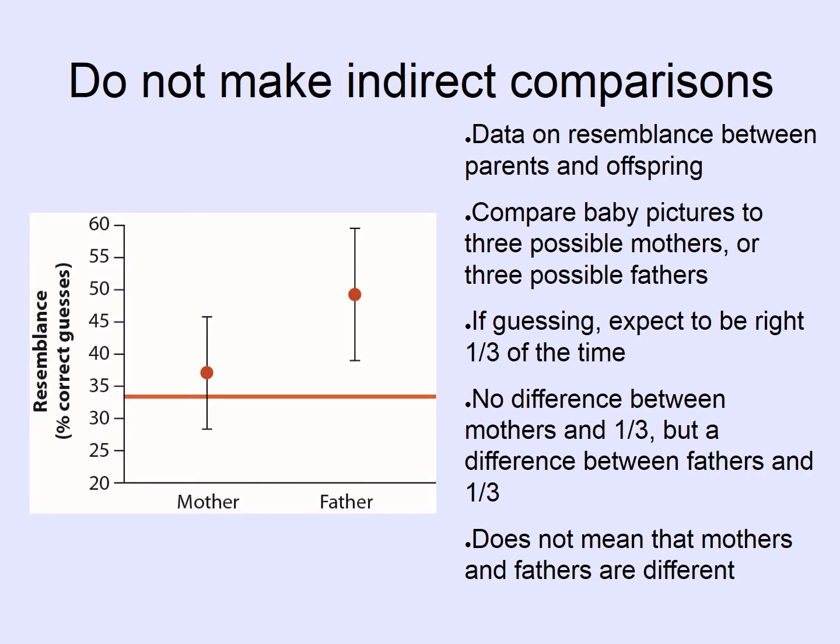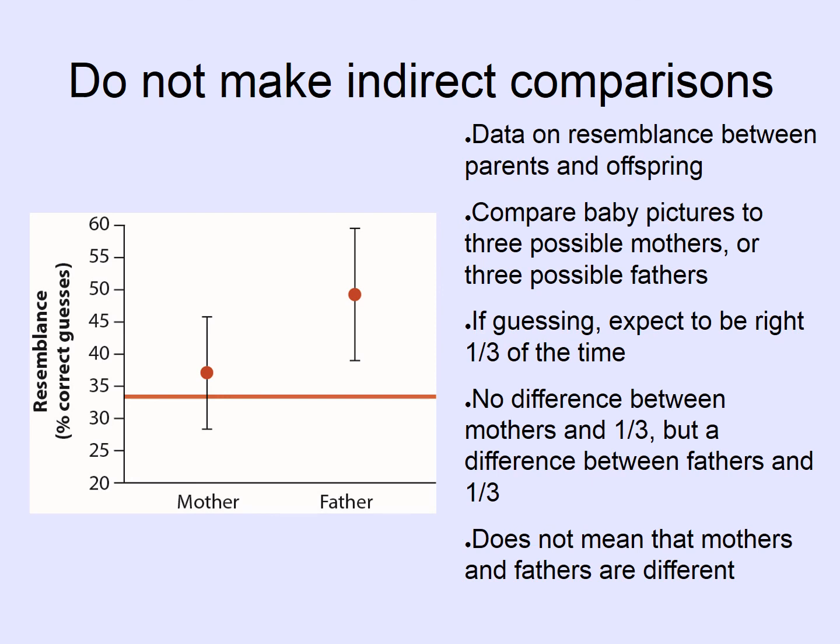Okay, the other thing I want to mention is not making indirect comparisons. In your book, there's this idea that if we have some null value, why don't we just compare every sample to a null value, and then we can indirectly compare those two. This is an example of baby pictures matched to 3 possible mothers or 3 possible fathers. If you're guessing, you're going to be right a third of the time. People looking at the mothers' pictures can guess the right mother for the baby picture, and it overlaps the null. But for the fathers, it does not overlap the null, so we say it's not different.